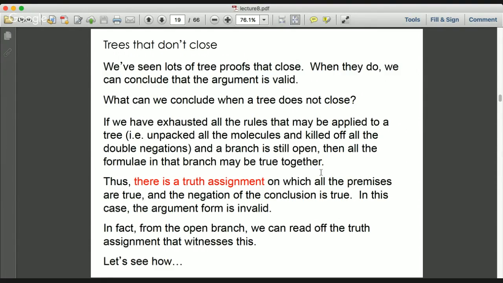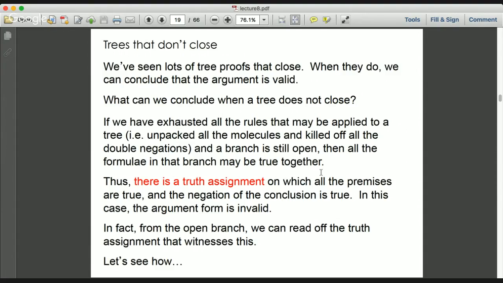Well, I've already talked about this, so we know what it means. If we've exhausted all the rules that might be applied to a tree, that means unpacked all the molecules and killed off all the double negations, and there's still an open branch, then all of the formulas in that branch might be true together. And that means, as we'll see in a moment, that there's a truth assignment on which all the premises are true and the negation of the conclusion is true, which means that the premises are true and the conclusion is false. And that means that the argument is invalid. So if there's an open branch, after all of the rules have been applied and there's nothing else you can do, then the argument is invalid. So open branch means invalid.